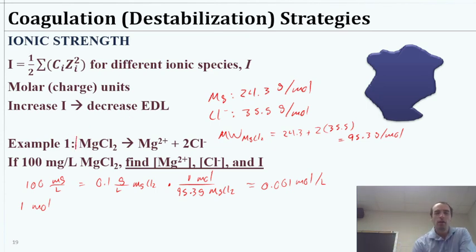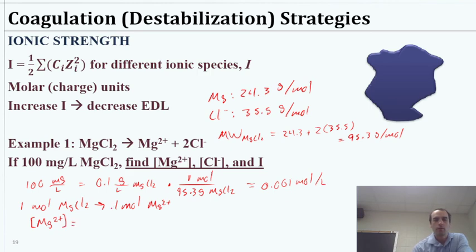So for every 1 mole of MgCl2, we have 1 mole of magnesium and 2 moles of chloride, right? So in terms of our concentrations, 1 mole MgCl2 yields 1 mole Mg2+. So when we want to report our magnesium 2+ concentration, that's going to be equal to whatever we found right here. So that's essentially 0.001-ish decimal places.